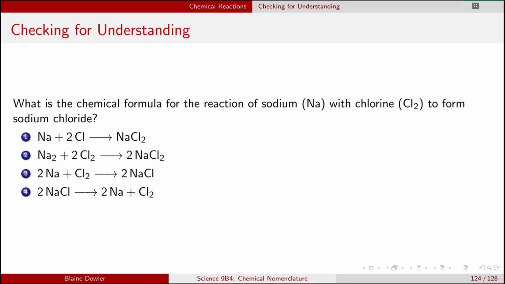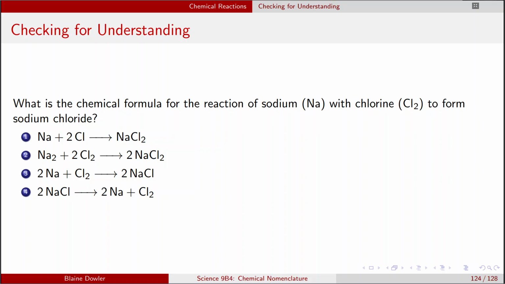What is the chemical formula for the reaction of sodium with chlorine to form sodium chloride? So is it Na plus 2Cl makes NaCl2? Na2 plus 2Cl2 produces 2NaCl2? Is it 2Na plus Cl2 produces 2NaCl? And 2NaCl produces 2Na plus Cl2. Pause now if you need more time.